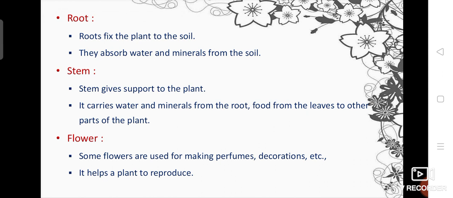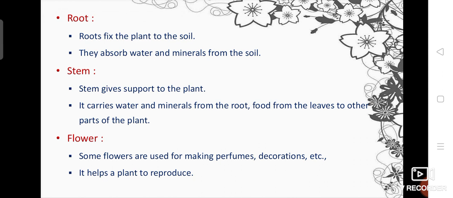Second one, stem. The stem gives support to the plant. Root, what is it doing? It is fixing the plant into the soil. Stem, what is it doing? It gives support to the plant. Second thing, it carries water and minerals from the roots and food from the leaves to other parts of the plant.